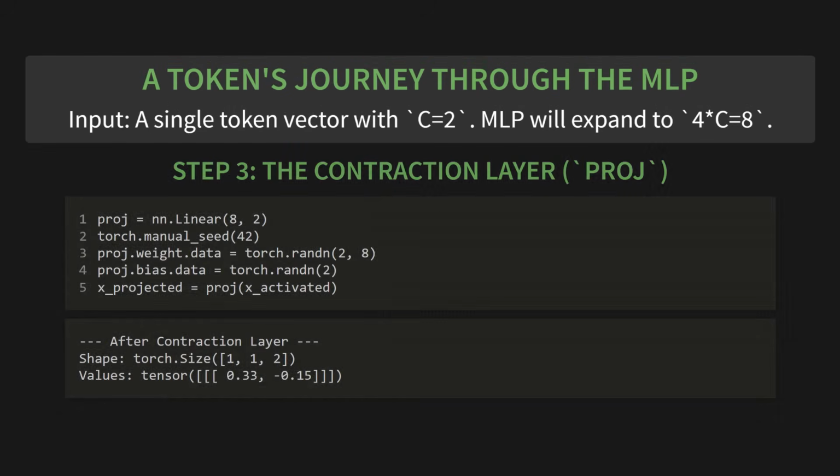Step 3, the contraction layer, proj. Now we just project that 8-dimensional vector back down to our original 2 dimensions. proj equals nn.Linear from 8 to 2. We set another seed, create some random data for it, and then x_projected equals proj of x_activated. After the contraction layer, the shape is back to torch.Size of 1, 1, 2. And the values are now 0.33 and -0.15.